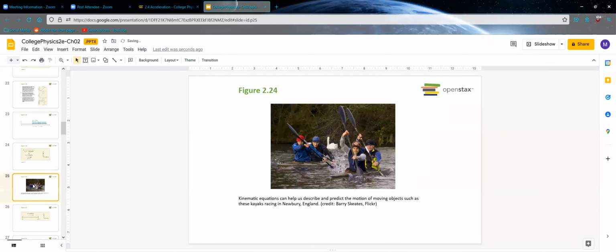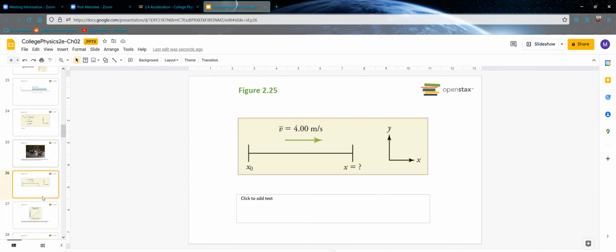All right. Kinetic equations can describe and predict motion of objects such as kayaks racing, right? If you've ever been boating or kayaking or canoeing or something like that, it's a lot easier to go with the current than it is to go against the current. That's what we're talking about here.